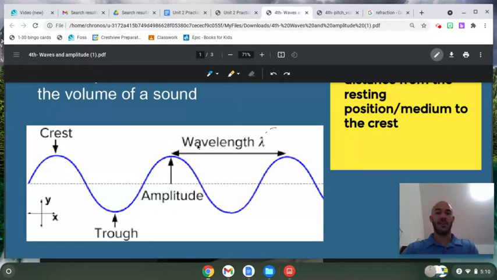And that means the last one we have to talk about is the amplitude, which is demonstrated right here. The amplitude is the distance from the resting position or the medium to the crest or the highest part of the wave. Remember, amplitude is the amount of energy in the wave. The more energy in a wave, the higher the amplitude will be. The less energy in a wave, the lower the amplitude will be.